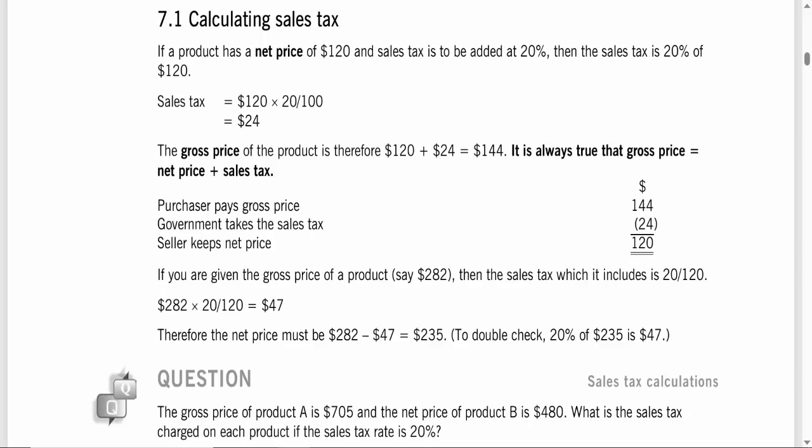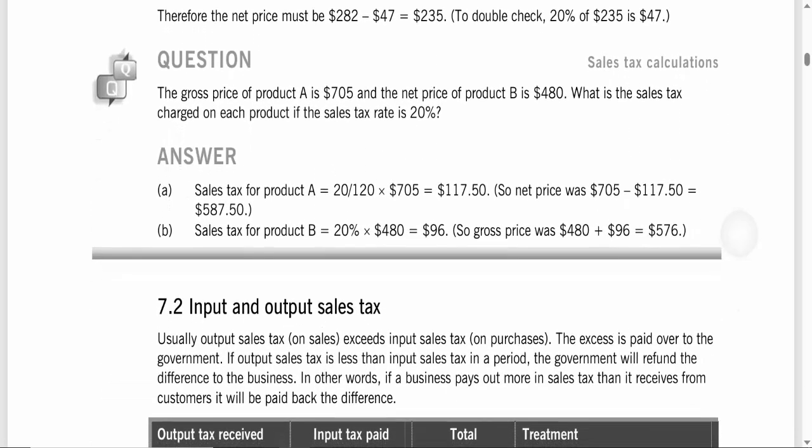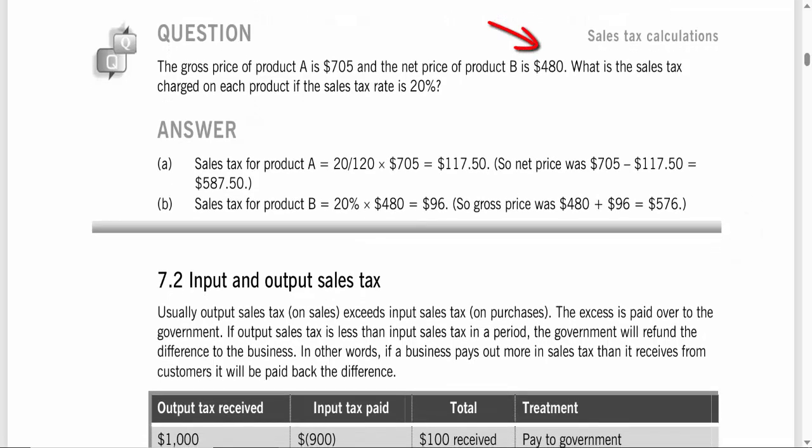Part 2. The question and its solution. Now let's move on to the question. We are given two products, A and B. The gross price of product A is $705. The net price of product B is $480. The task is to determine the sales tax for each product if the sales tax rate is 20%. Solution. Let's solve for each product step by step.